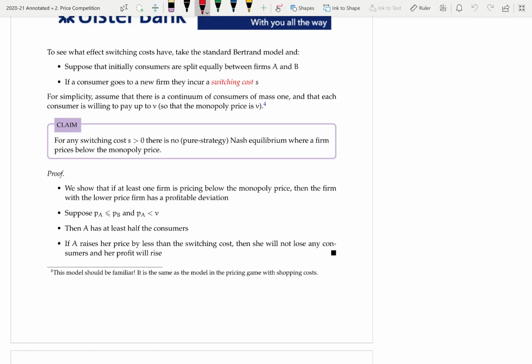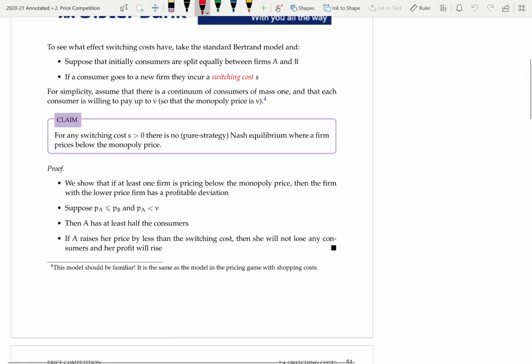So a switching cost means that for a firm who is pricing below the other firm, raising their price will not lose them any customers because they'll only switch if this firm's price is above the other firm's price by more than the switching cost. And so raising the price is going to increase profits.